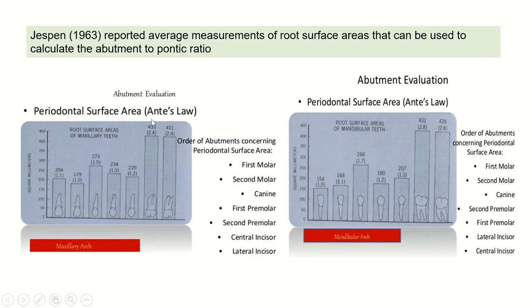هنا هذا الجدول اللي ذكرته قبل شوية اللي هو developed by Johnston in 1963 reported an average measurements of the root surface areas that can be used to calculate the abutment to Pontic ratio. فهنا it is presented by numbers اللي هي ال root surface area هذا بالماكسيلري ارش، هذا بالمانديبولار ارش. هذا طبعا النمبرز مو للحفظ، لكن في نفس الوقت تساعدكم تعرفون النمبر اوف ريبليسمنت.